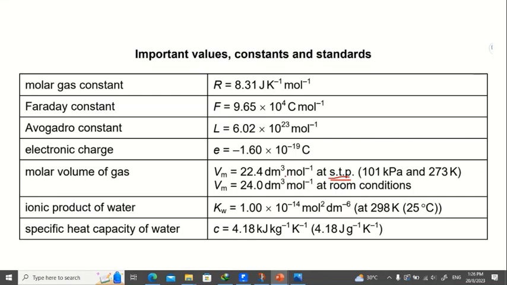Now back to our question, the volume of the gas produced is measured at STP. So 1 mole of gas will occupy 22.4 decimeter cube per mole. That means 1 mole of this gas will occupy 22.4 decimeter cube at STP. So this will be the value that we are going to use in the calculation, 22.4. And again, these values will be given in the exam, so you do not have to memorize them.